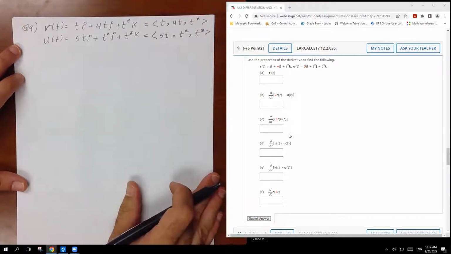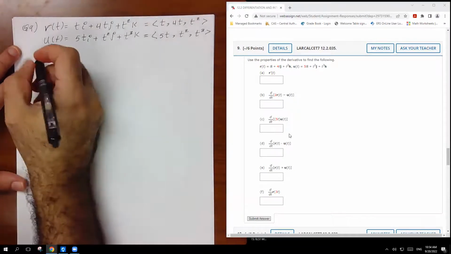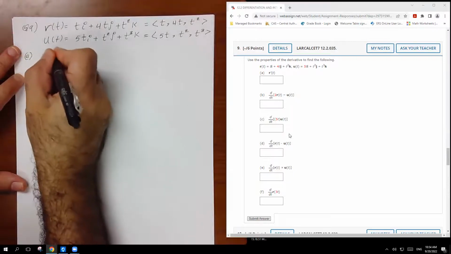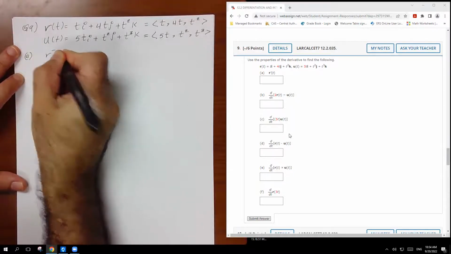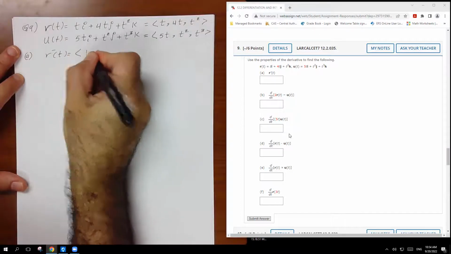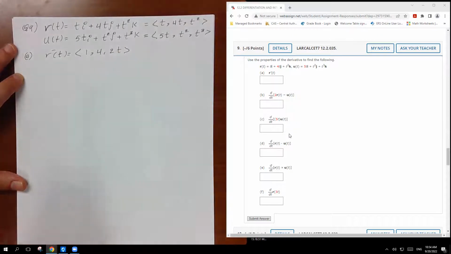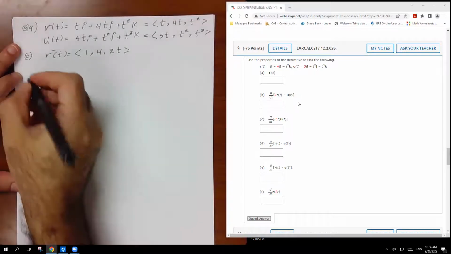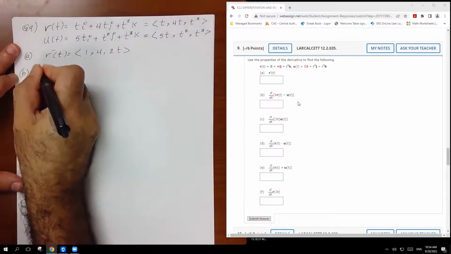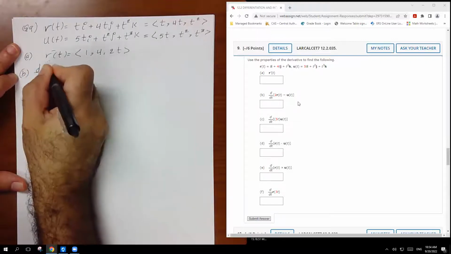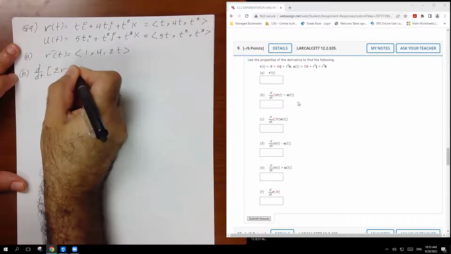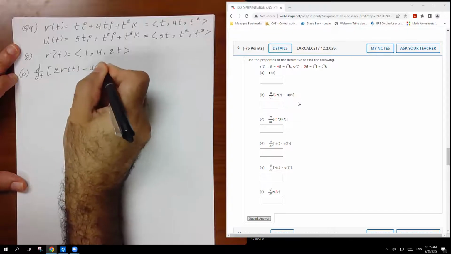Now the first thing they ask you, find the r prime. So this is part A. So r prime of t is going to be 1, 4, and 2t. The second one, they ask you to find the derivative with respect to t of 2 times r of t minus u of t. So B, they ask you to find d over dt of 2 r of t minus u of t.